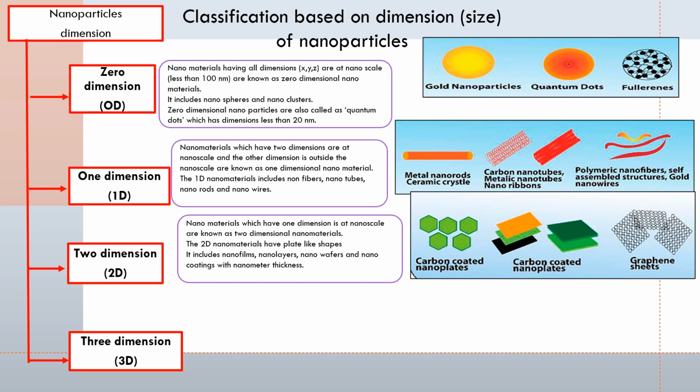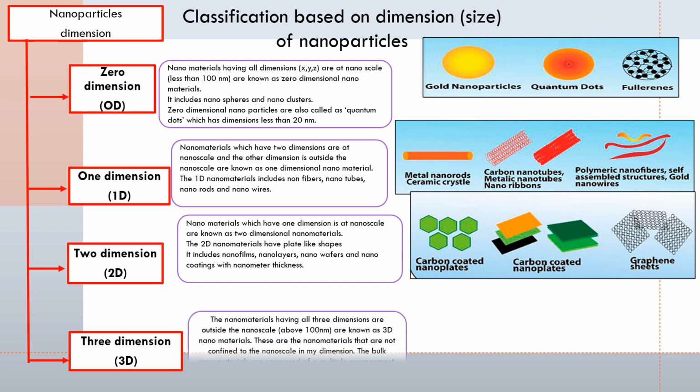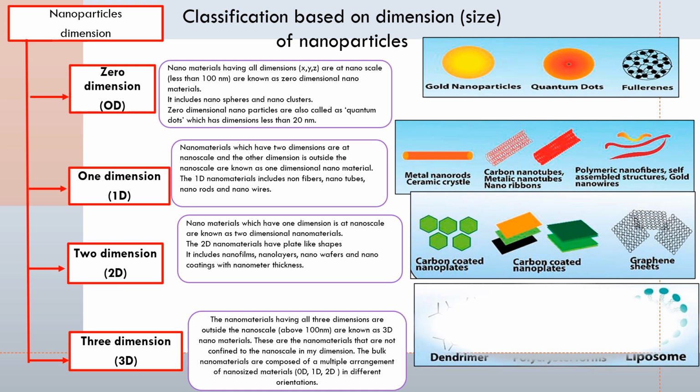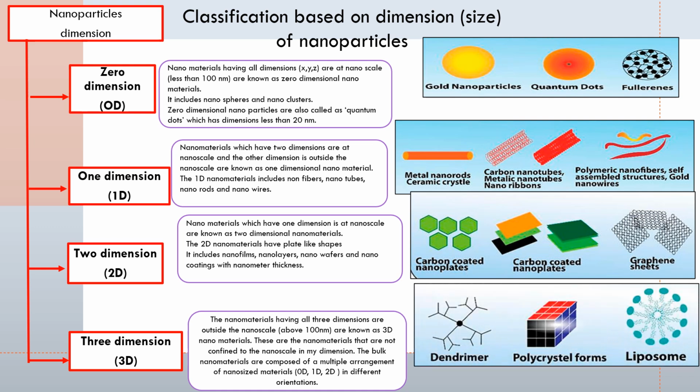Next, the last one is three-dimensional nanomaterials. Three-dimensional nanomaterials have all three dimensions outside the nanoscale. These are the nanomaterials that are not confined to the nanoscale in any dimension. The bulk nanomaterials are composed of a multiple arrangement of nano-sized materials in different orientations. It includes dispersions of nanoparticles, bundles of nanowires, nanotubes, and nanolayers in close contact with each other. See the examples, dendrimers.